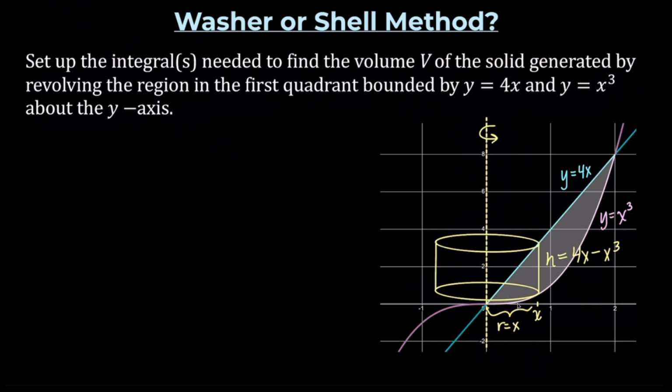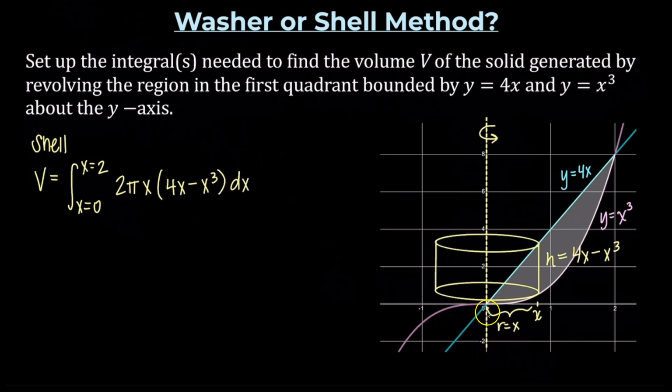Now let's set up the integral using the shell method. So our volume V is going to be the integral from x equals 0 to x equals 2. Our region lies along x values from 0 to 2. Remember, we picked a generic x value in that interval. The formula for the shell method is 2 pi, and then the radius, which as a function of x was just x, times the height, which we said was 4x minus x cubed, dx.